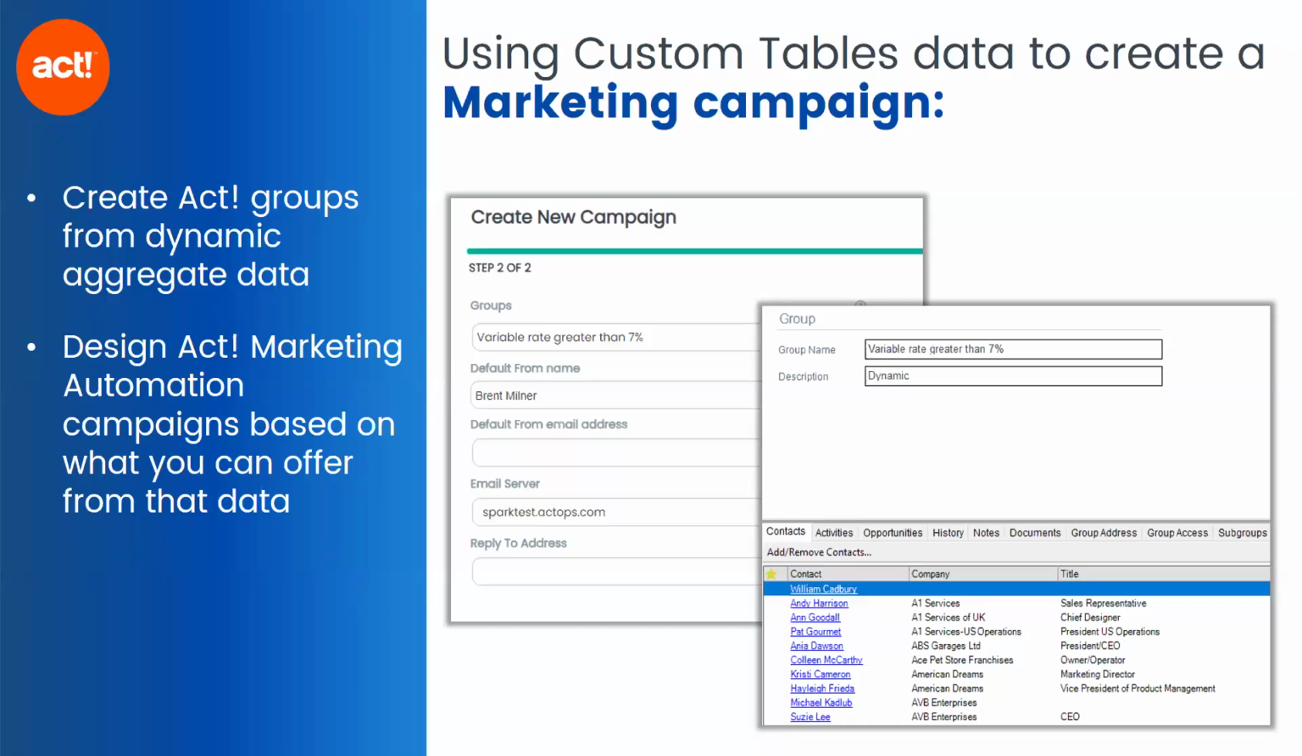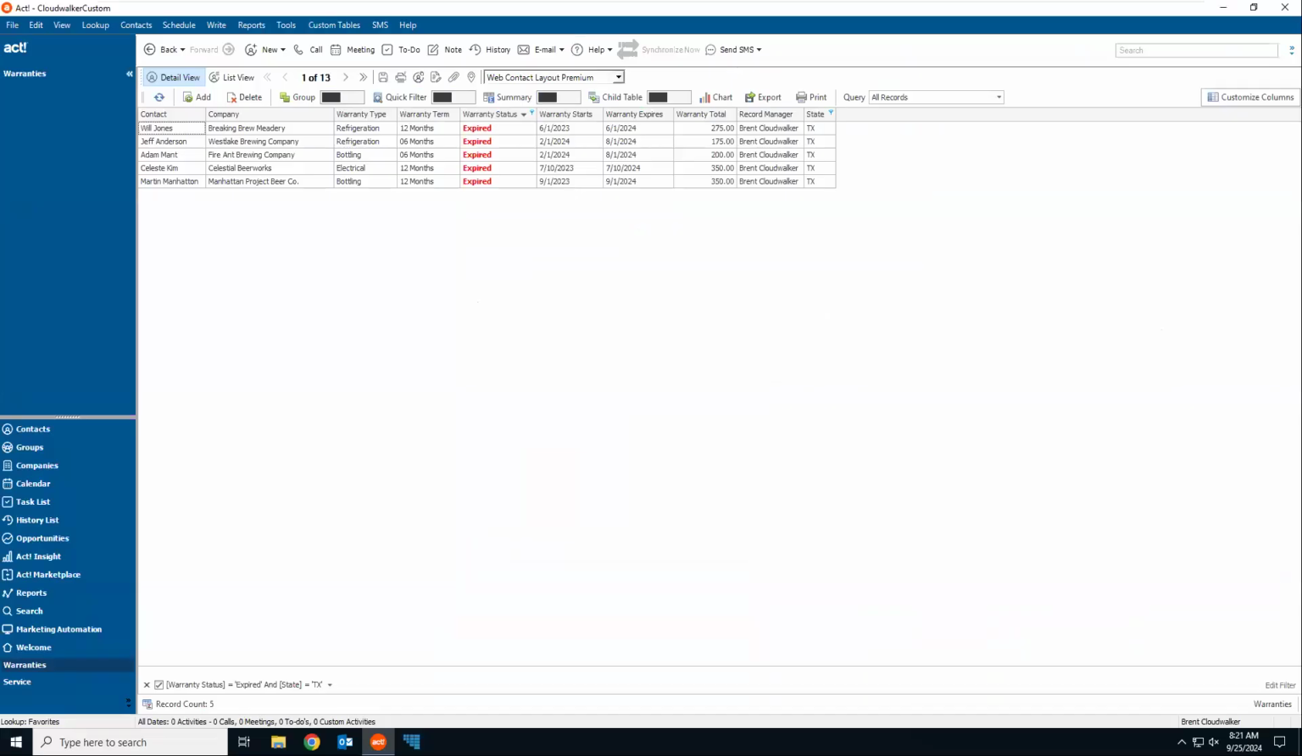And so what I'm going to do then is go back into Act here. And again, looking at this aggregate data has given me an idea. This would be a great idea that I could bridge this into Act Marketing Automation and build a marketing campaign to reach out to people with expired warranties who are in Texas, for example. Now, since Act Marketing Automation is built primarily on groups in Act, I'm going to mimic these filters that I see here by going into my groups area of Act.